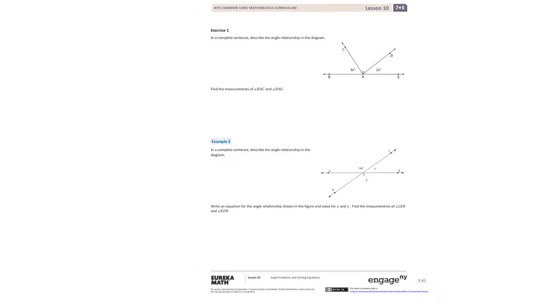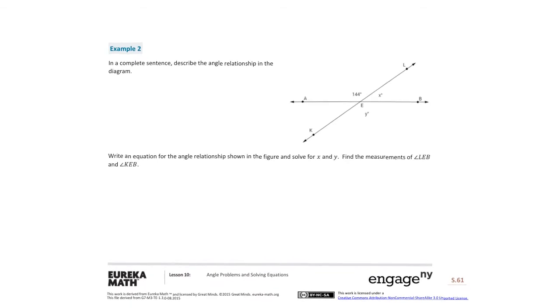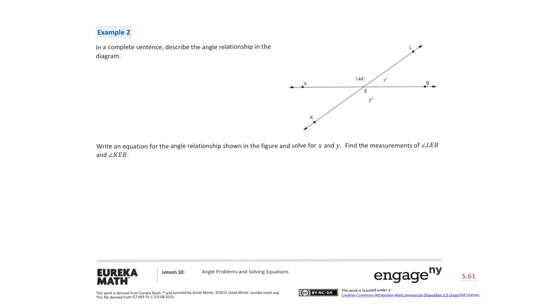All right, let's move on to example 2. In a complete sentence, describe the angle relationship in the diagram. So here we have angle AEL and angle LEB. And the angles are on a line, which means that their sum measures up to 180. Angle AEL and KEB are vertical angles and are of equal measurement.